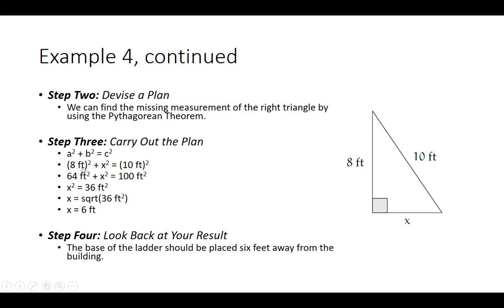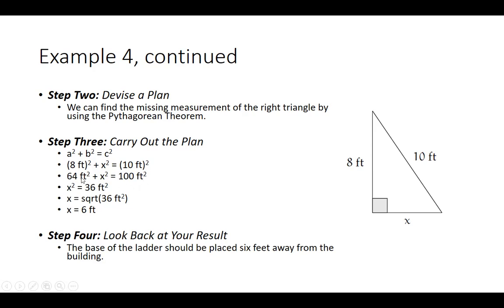So a squared would be 8 feet squared. b squared is our unknown squared, so x squared. And then c squared is the hypotenuse squared, so 10 feet squared. When we square 8 feet, we get 64 square feet. When we square 10 feet, we get 100 square feet. So 64 square feet plus x squared equals 100 square feet.